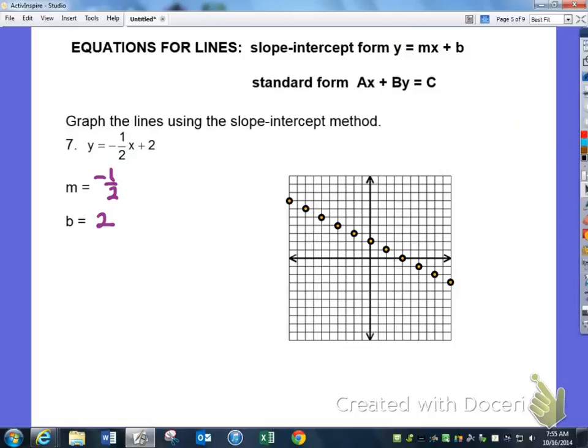Okay, once you've put all your dots, you're just going to connect them by a line and put arrows on the ends. And you have now graphed the equation y equals negative 1/2 x plus 2. Those are all the points on that line, all the points that would work if you plug in for x and y in this equation and make it work. So let's look at the next one, number 8.